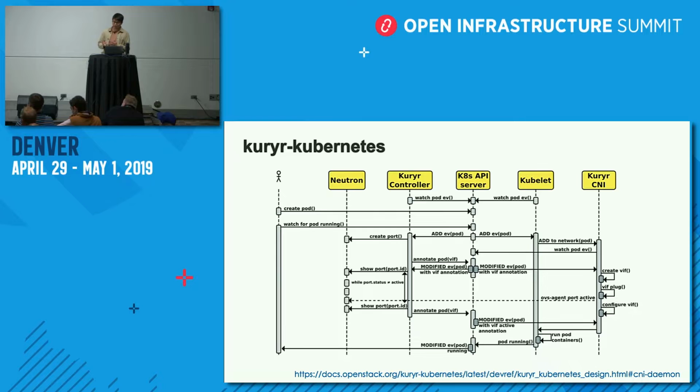As we mentioned, there are two things that a CNI plugin should do. So in the case of Kuryr-Kubernetes, managing the network interface is done by Kuryr CNI, and configuring networking for pods is actually done by OpenStack Neutron. And the Neutron port's active status is a signal of readiness of OpenStack networking.